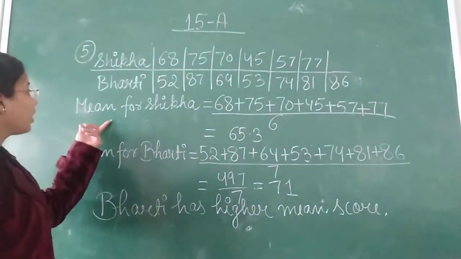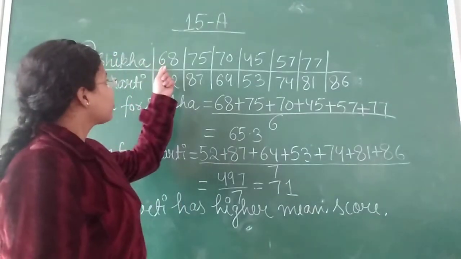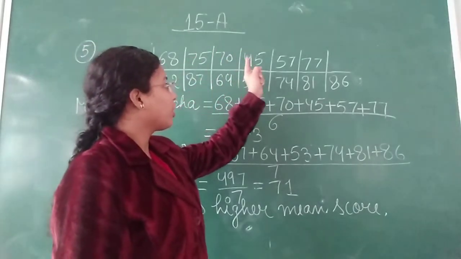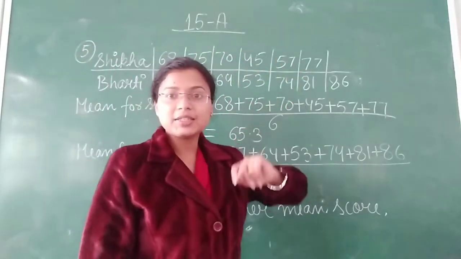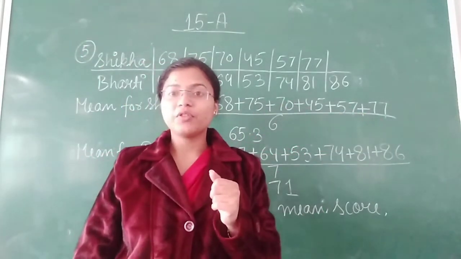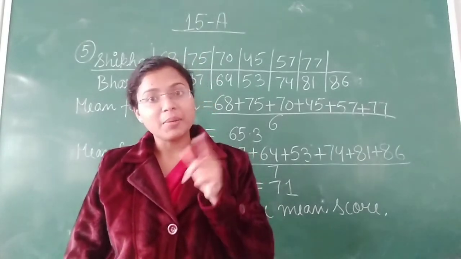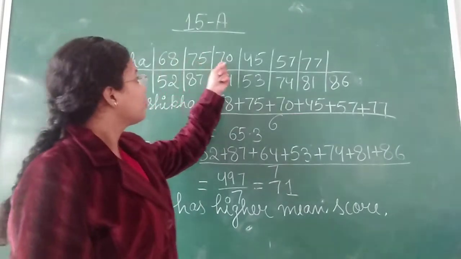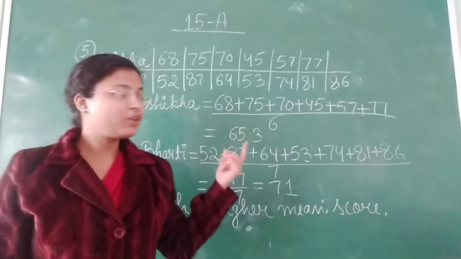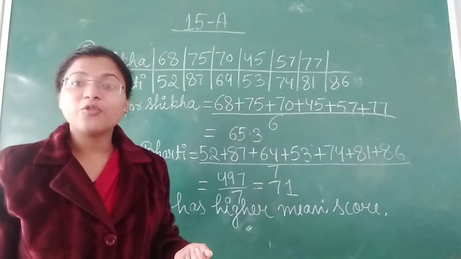First of all, we have to find out the mean for Shikha. So the values for Shikha are 68, 75, 70, 45, 57 and 77. Okay, so first we have to add them, means sum of the observations upon the total number of observations, means how many total numbers we are having. So 1, 2, 3, 4, 5, 6 numbers we are having, so upon 6. This will give you 65.3. So this is the mean value for Shikha.